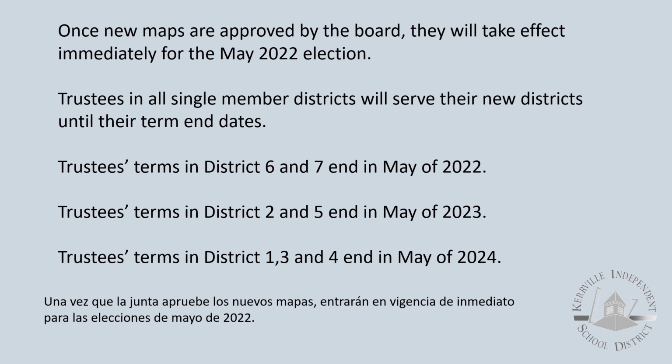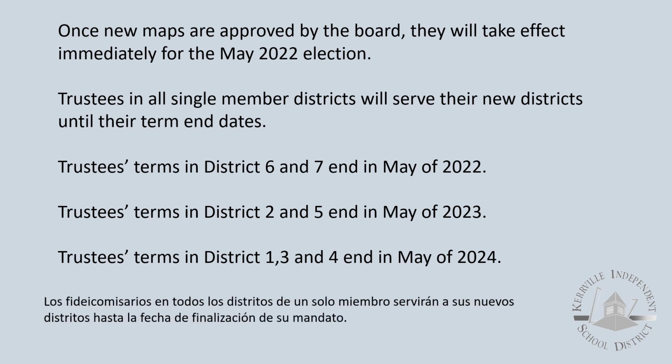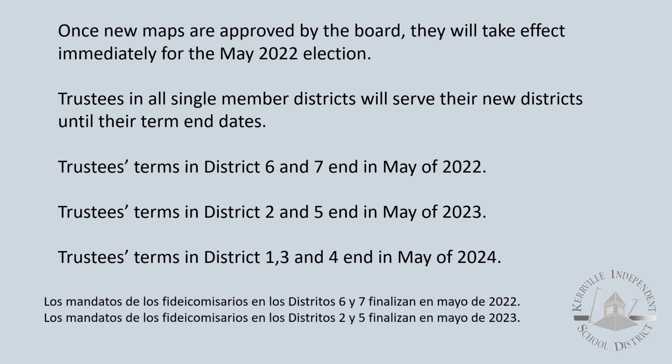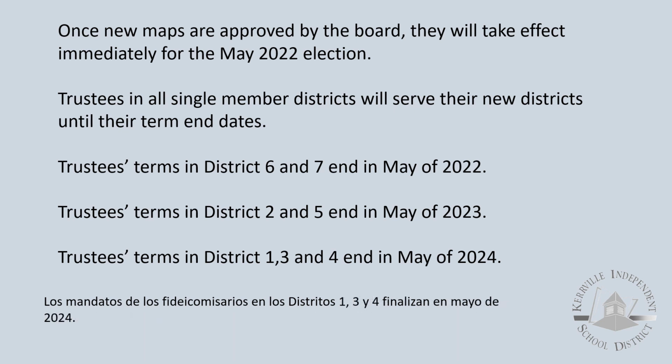Once new maps are approved by the board, they will take effect immediately for the May 2022 election. Trustees in all single-member districts will serve their new districts until their term date ends. Trustees' terms in Districts 6 and 7 end in May of 2022. Trustees' terms in District 2 and 5 end in May of 2023. Trustees' terms in District 1, 3, and 4 end in May of 2024.